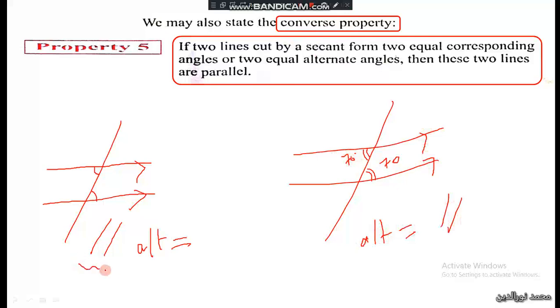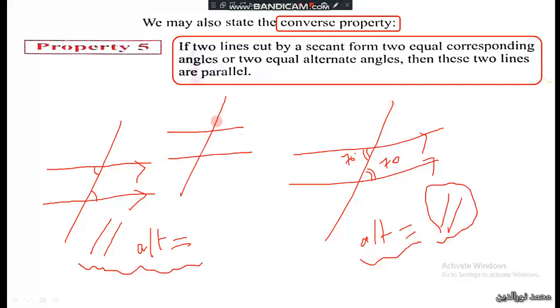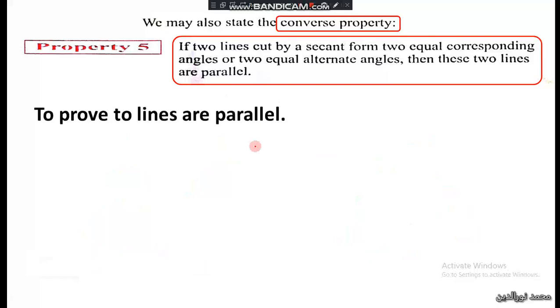Before, we were saying parallel means the alternate angles are equal. If the alternate angles are equal, then these lines are parallel. For the same reasoning, we can also say that if I have two parallel lines then the corresponding angles are equal, and if the corresponding angles are equal then the two lines are parallel. So these we call the converse properties.